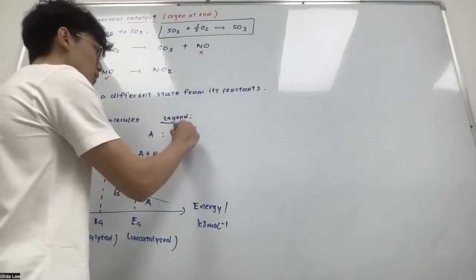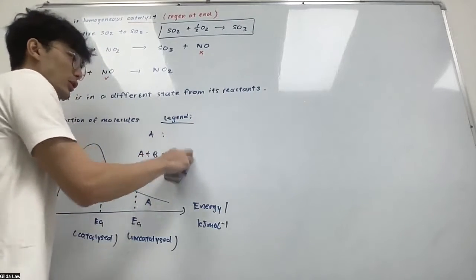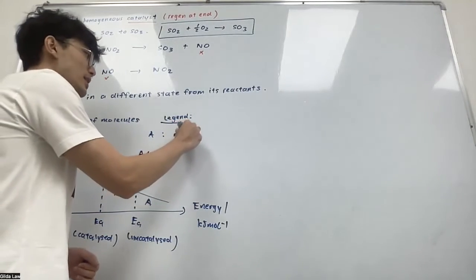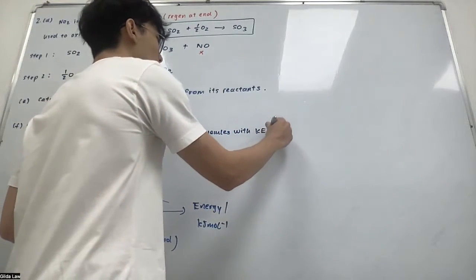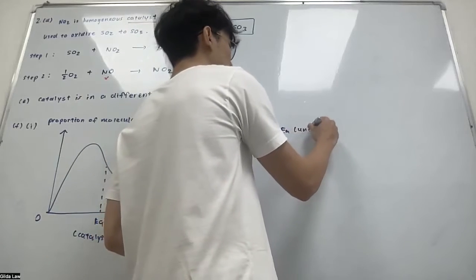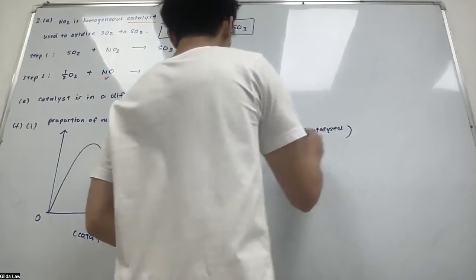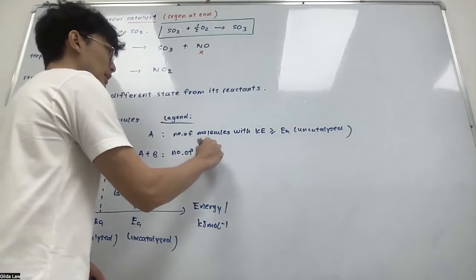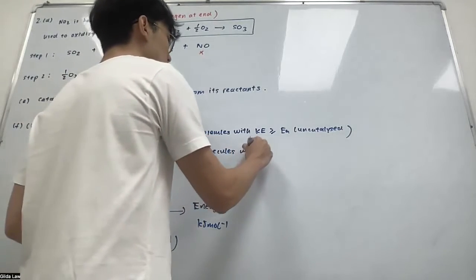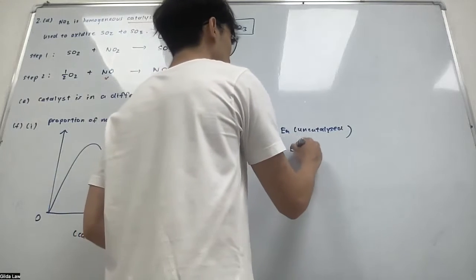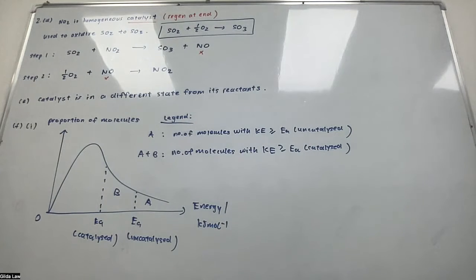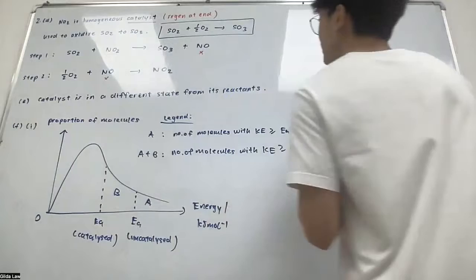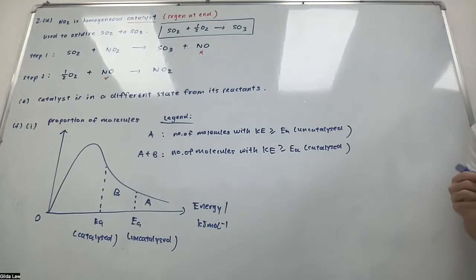Again, you just need to mention this. A is the number of molecules, because it's the area. We already mentioned area is the number of molecules with kinetic energy more than or equal to the activation energy. Then just specify that this is the uncatalyzed EA. Repeat the same thing for A plus B, but now it is KE more than the catalyzed EA. Just a lot of words to write out. The graph itself is probably about 2 marks, and the final mark is to come up with the explanation. All good with this?